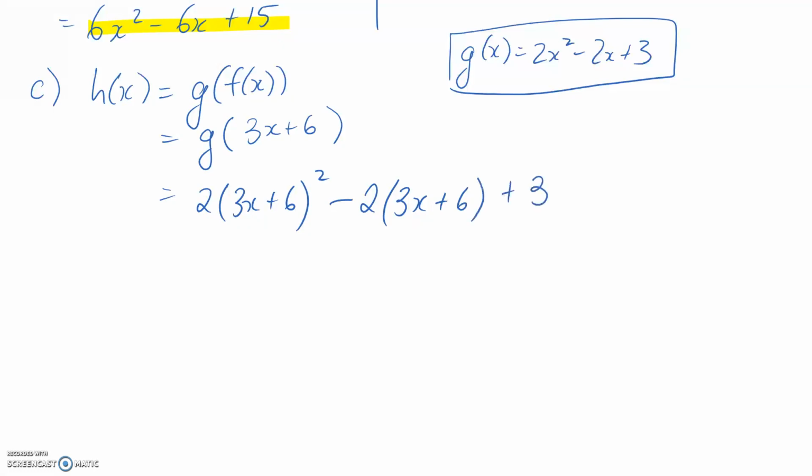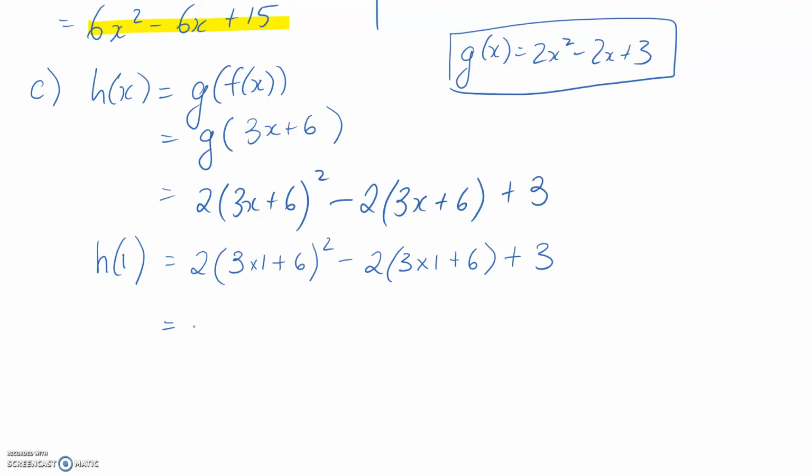Alright, so I'm just going to leave it like that, and then what we were asked to find was rather than just h of x, we wanted h of 1, so that means we need to set x is equal to 1 here. So let's sub that in. So we're going to get 3 times 1 plus 6 all squared, and then 3 times 1 plus 6 in the brackets, and then plus 3.